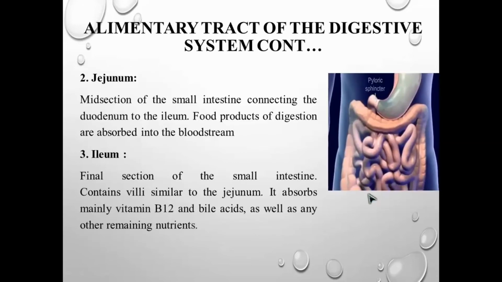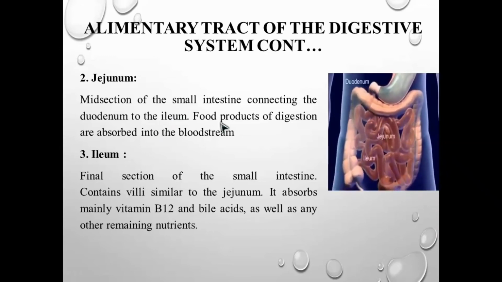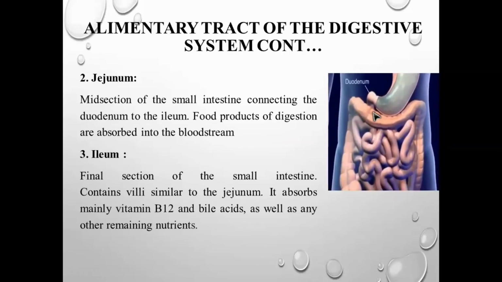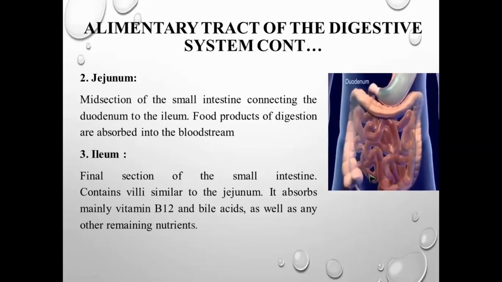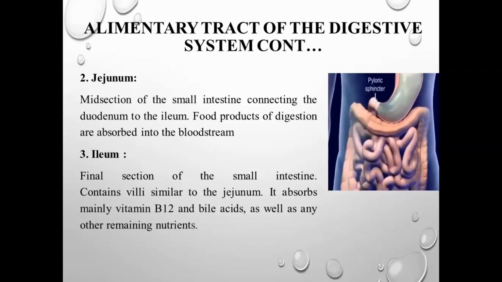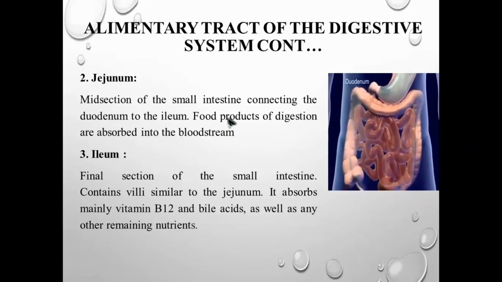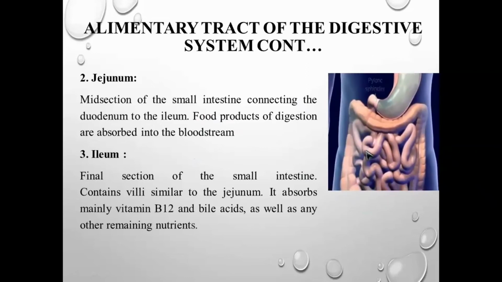Next, we're going to see the jejunum. This is the midsection of the small intestine, connecting the duodenum to the ileum. We call this the jejunum. This is the small intestine, where the food particles of digestion are absorbed into the bloodstream. Most of the particles are absorbed into the bloodstream here.